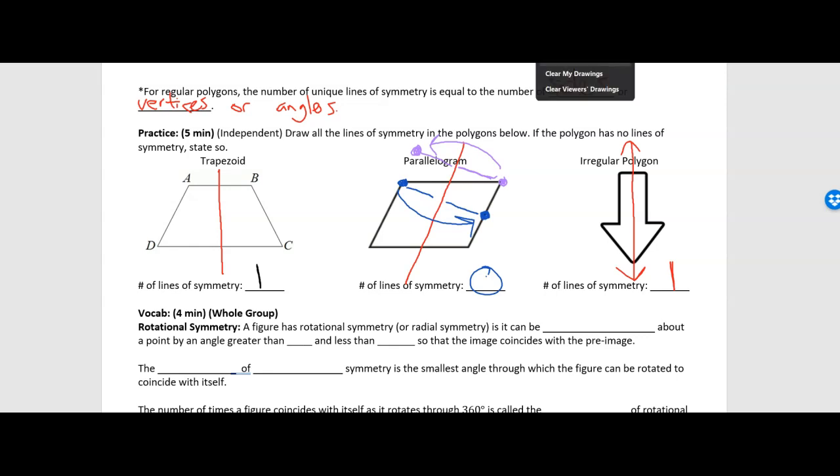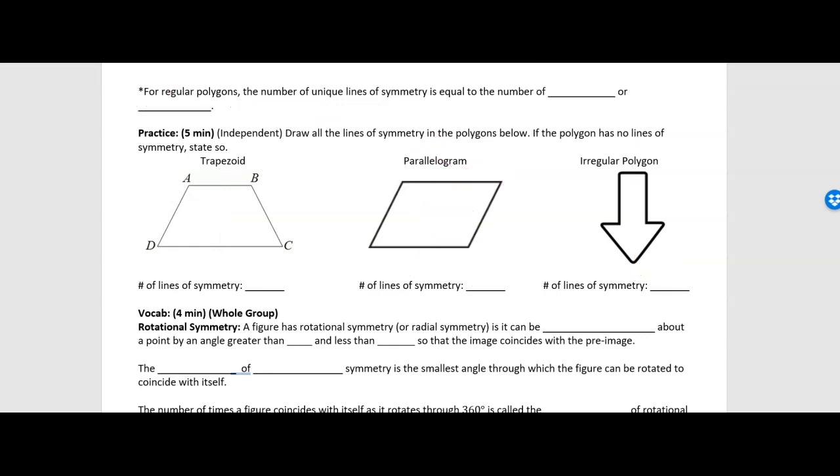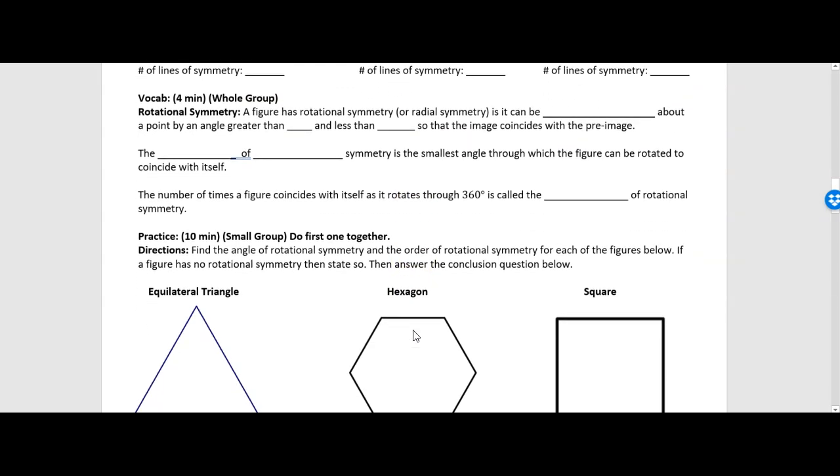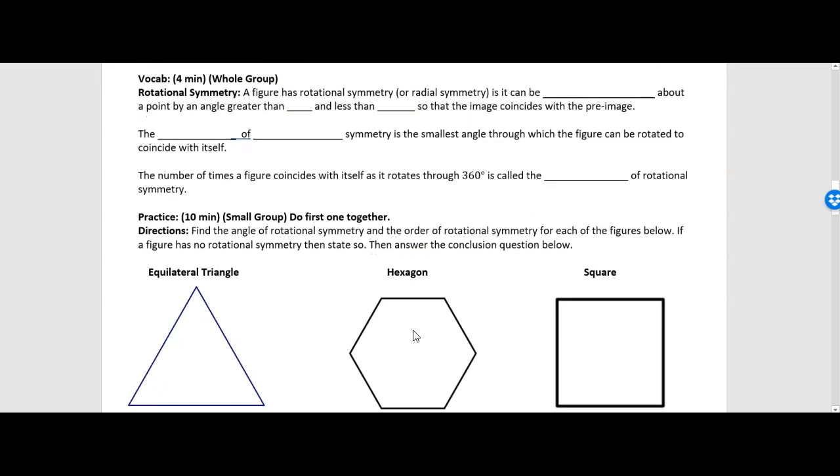All right, let's move on to rotational symmetry. A little bit tougher, I think. A figure has rotational symmetry, or we can also call this radial symmetry, if it can be rotated about a point by an angle greater than 0 degrees and less than 360 degrees, so that the image coincides with the pre-image.